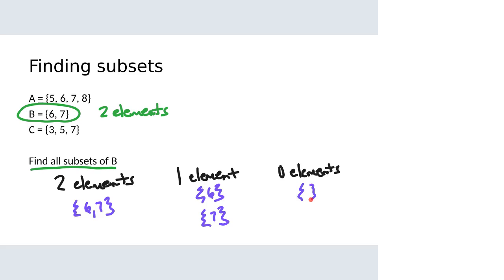And so if I wanted to list out all of the subsets of set B, I wind up with 1, 2, 3, 4 of them. There are 4 total subsets of set B because I listed out everything with 2, everything with 1, everything with 0. Can't have a subset with 3 elements because B doesn't have 3 elements. So there's no way that would work. Let me know if you have questions on this before I have you try one.